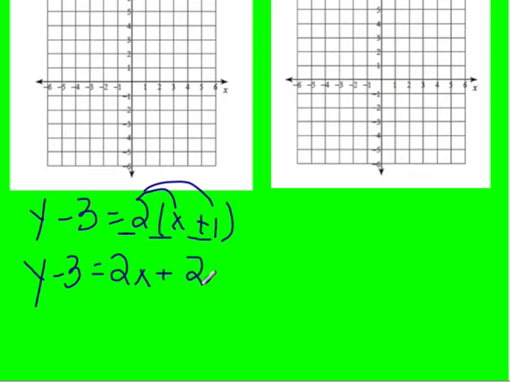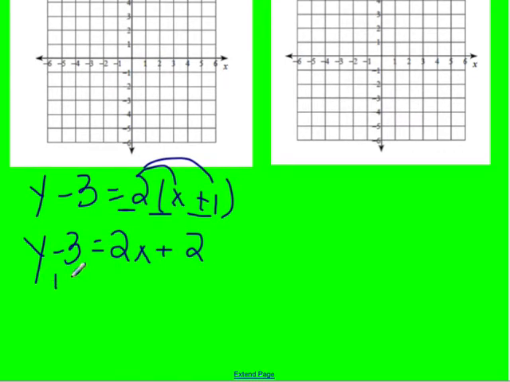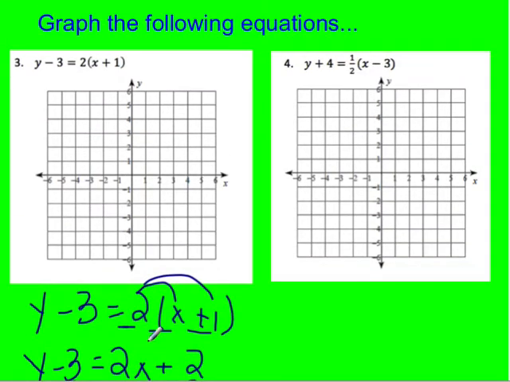The last thing I need to do to get it into slope-intercept form is add 3 to both sides. So I get 2x, and then 2 plus 3 is 5. So I get y is equal to 2x plus 5. So we're crossing the y-axis at 5. And then I'm going up 2 over 1, which is off of my graph.